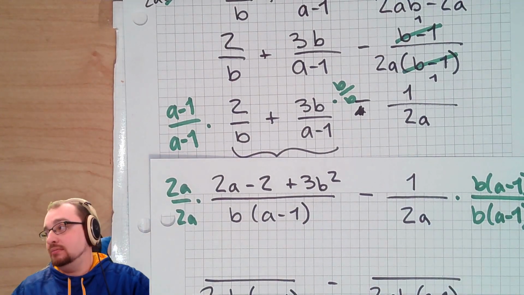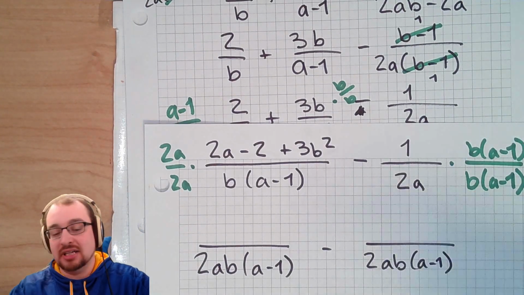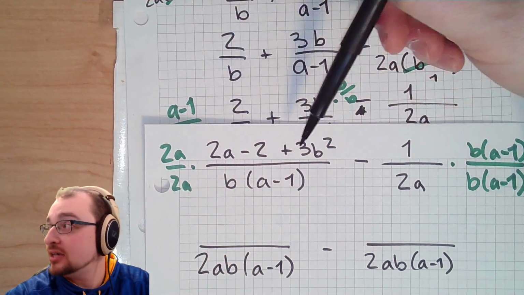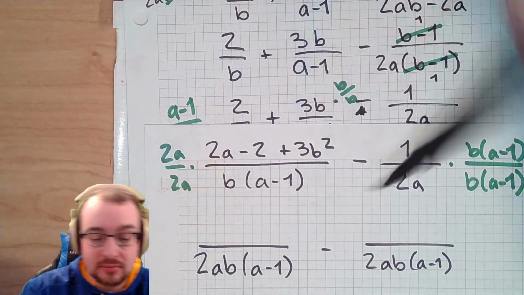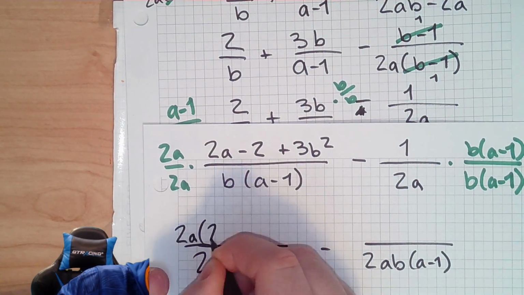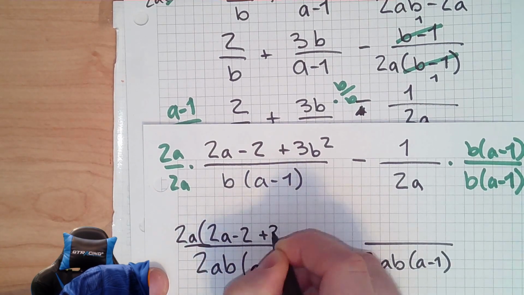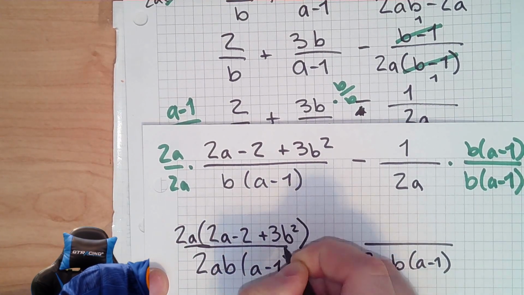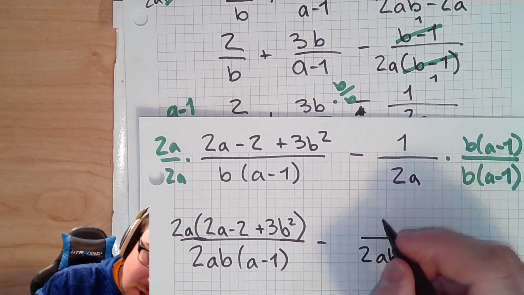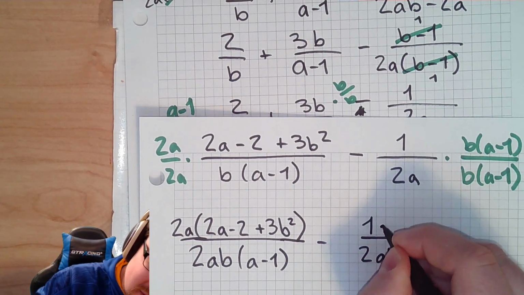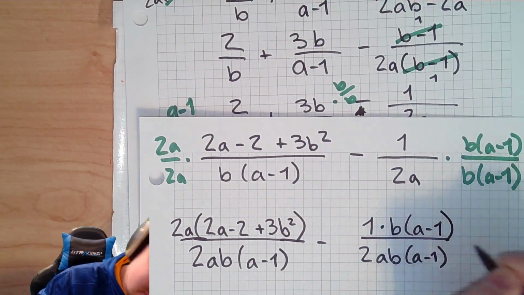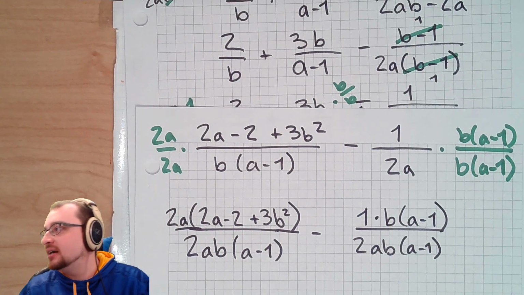In the top, 2a times all of that. Are you seeing that? 2a times all that. So we're going to do 2a times 2a. Well, actually, you know what? I'll do it like this. I'll show some extra work here, just so you're comfortable. 2a times all that, and then we got 1 times all that. It'll seem kind of silly, but I'm going to do it. 1 times b times a minus 1. 1 times all that.